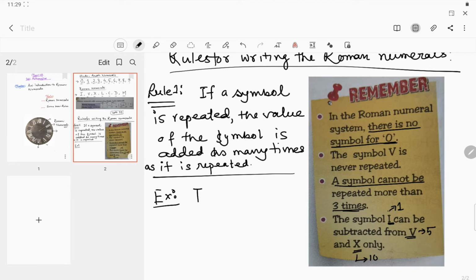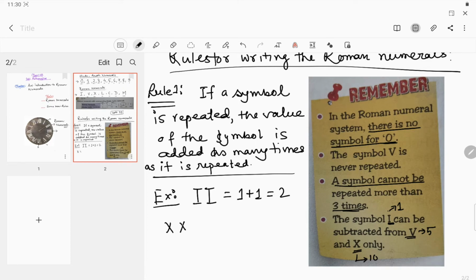Suppose double I, that is, I is repeated two times. This I represents 1 in Hindu Arabic, so it will be 1 plus 1, that means 2.